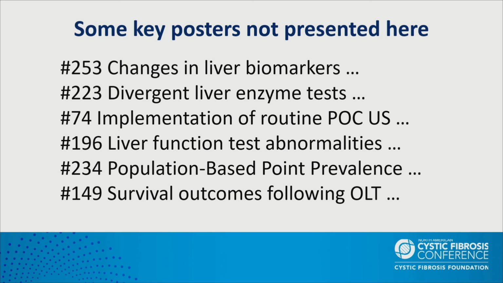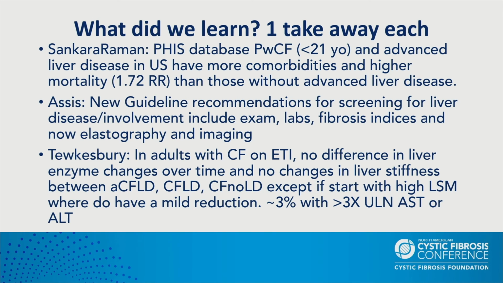And then I just wanted to summarize with, what did we learn? One takeaway for each one. So I think we learned that if you have advanced liver disease and you happen to be in a children's hospital registry, that your outcome is worse, and it's really all-cause mortality that's there. So those individuals need really special attention. From David, we learned about the guidelines that kept many of the things that were there before, but really new features around fibrosis indices, elastography, and imaging that if these are finalized in the guidelines, you'll use.